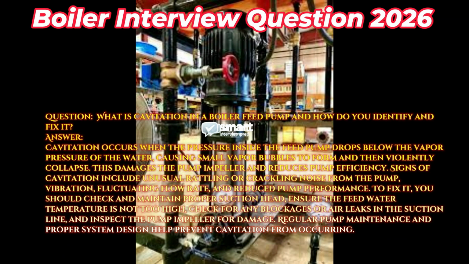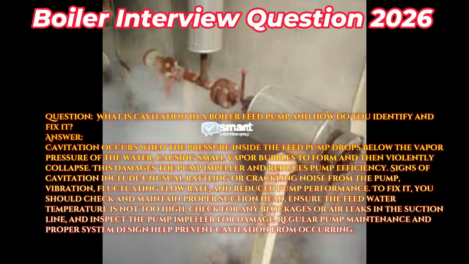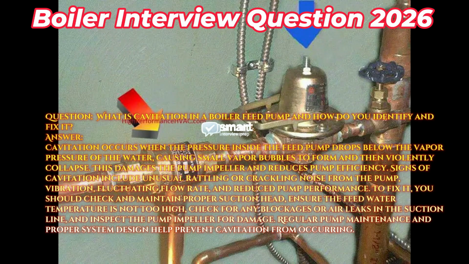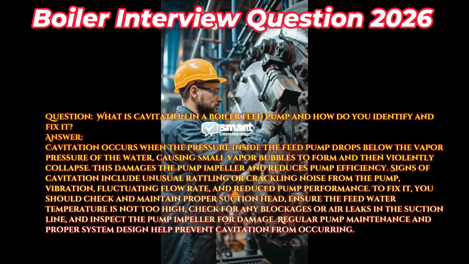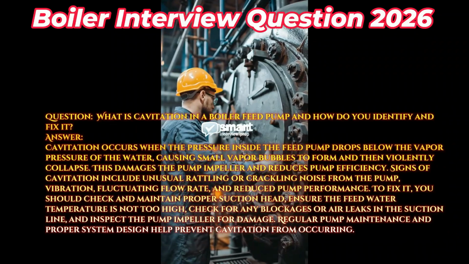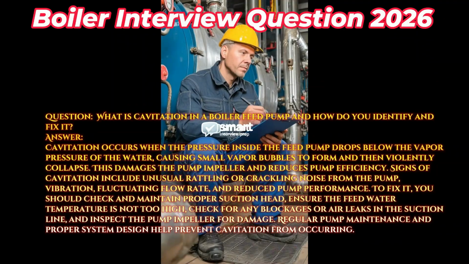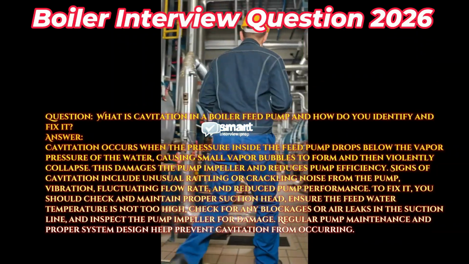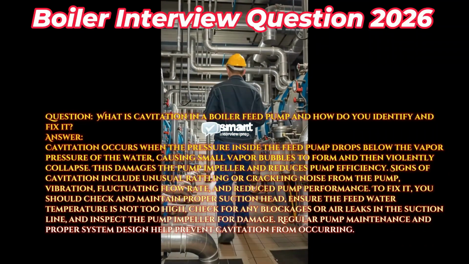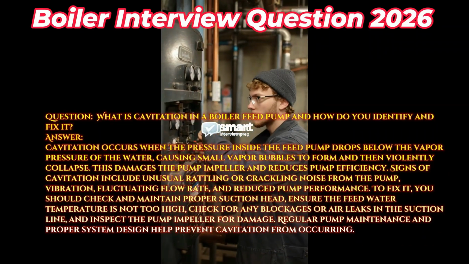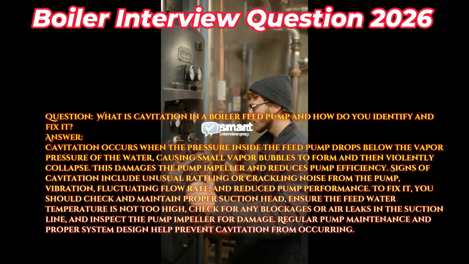Question: what is cavitation in a boiler feed pump and how do you identify and fix it? Answer: cavitation occurs when the pressure inside the feed pump drops below the vapor pressure of the water, causing small vapor bubbles to form and then violently collapse. This damages the pump impeller and reduces pump efficiency. Signs of cavitation include unusual rattling or crackling noise from the pump, vibration, fluctuating flow rate, and reduced pump performance.